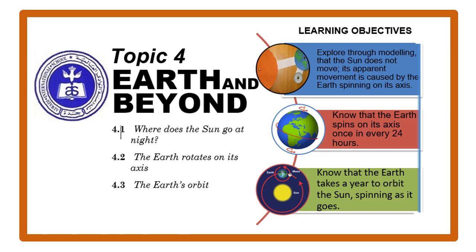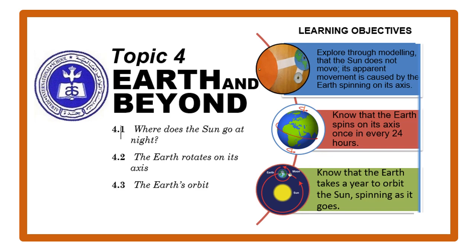For this week, we'll have a new topic. Topic 4, the Earth and Beyond. In this topic, we have 3 lessons. 4.1, where does the sun go at night? 4.2, the Earth rotates on its axis. And 4.3, the Earth's orbit.